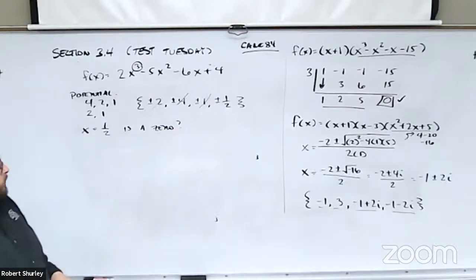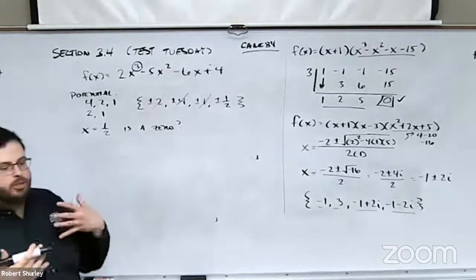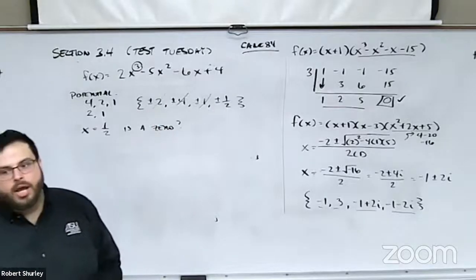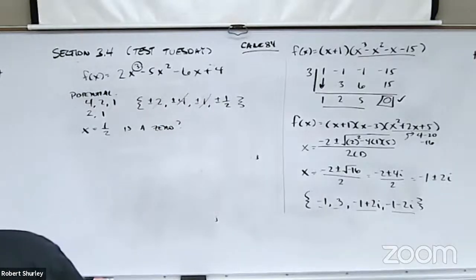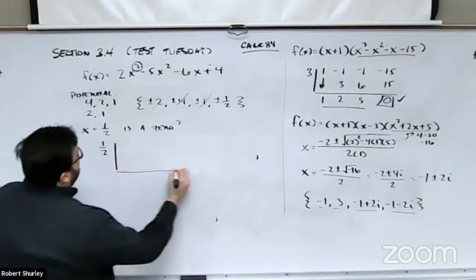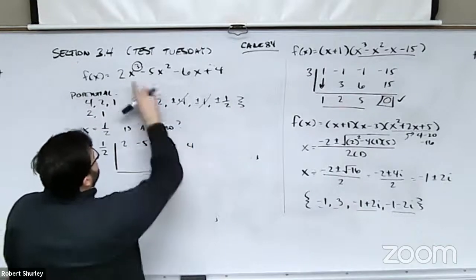I think x equals 1/2 is a 0. I'm going to test it, but I wanted to do this one because it's a little different. It's just a little different because none of the zeros are nice integers. So I'm going to do 1/2. I'm going to divide it out to -5, -6, and 4. I'm not missing anything, right?